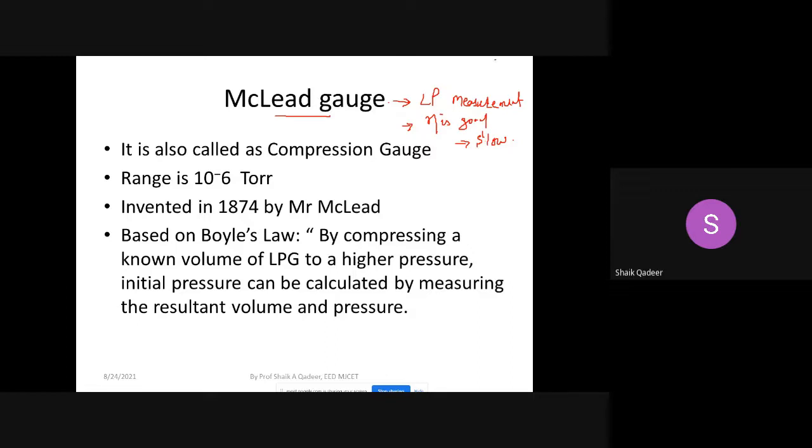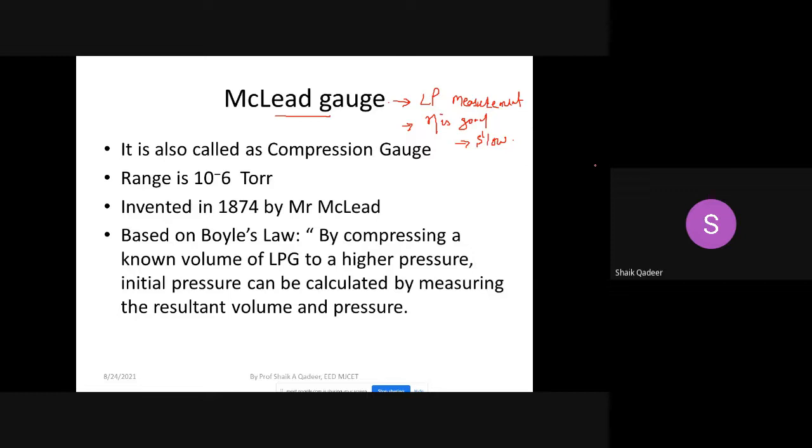So it is used for low pressure. The salient features of this Mclead gauge can be these 3 points in addition to the earlier points. First point: it is again used for vacuum or low pressure measurement. Its efficiency is good, but it is a slow method of measurement. So can I proceed? Yes, sir.